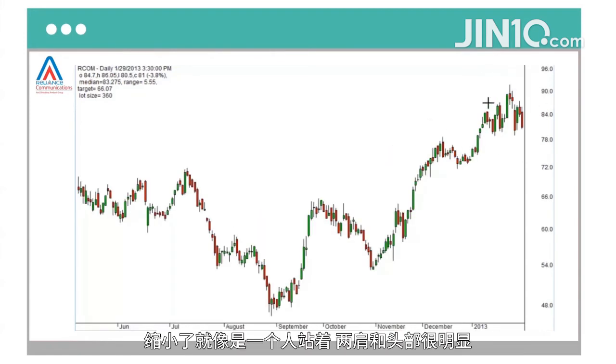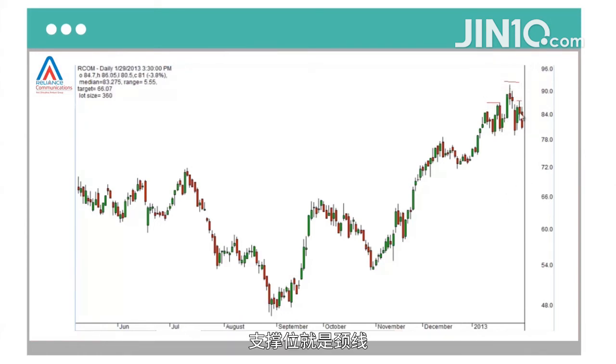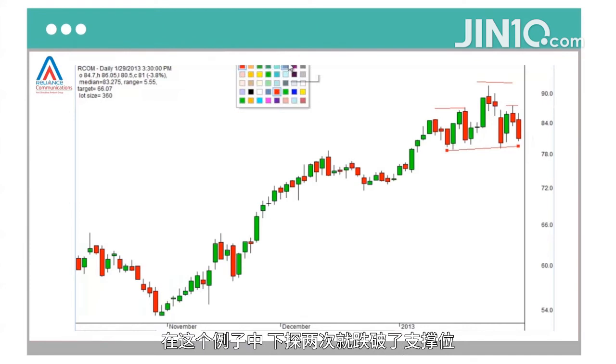You'll notice that it looks like a man standing, or the head and shoulders pattern. And what you need to do, you need to find where your shoulders are. That's here, here, and that's the head. Draw your neckline, which is simply this support, and wait for that support to break. If at all it does, in this case, within 2 jumps, we fall.